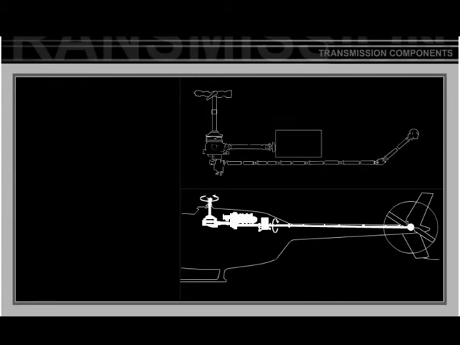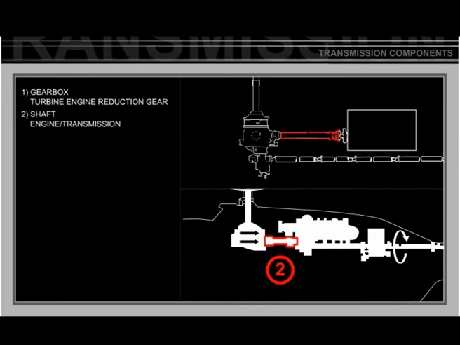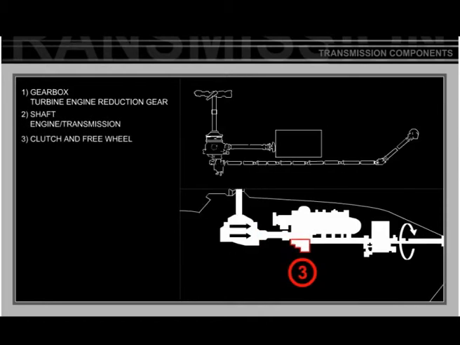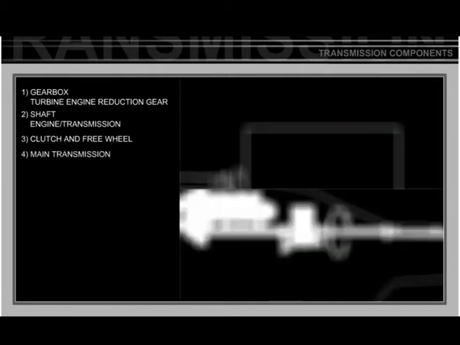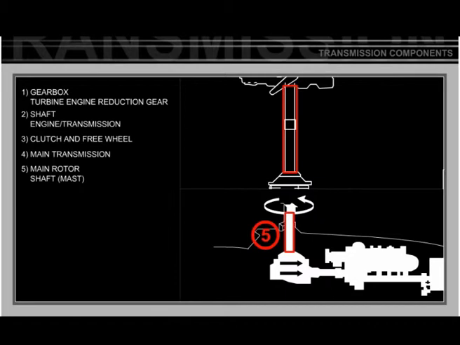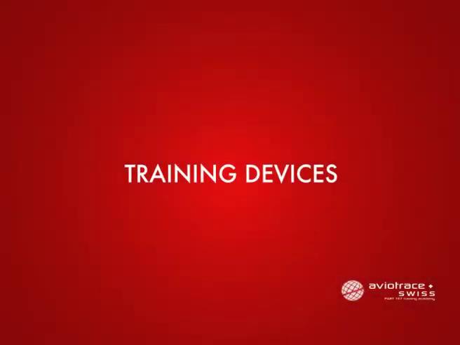The main components of the transmission system of a helicopter are as follows. The reduction gearbox of the turbine engine, or engine group. The engine transmission shaft. The clutch and freewheel assembly. The main gearbox. The main rotor shaft, which is usually called the mast. The shafts that transmit motion to the tail rotor. The couplings of the motion transmission shafts. The intermediate gearbox of the tail rotor. The tail rotor gearbox.